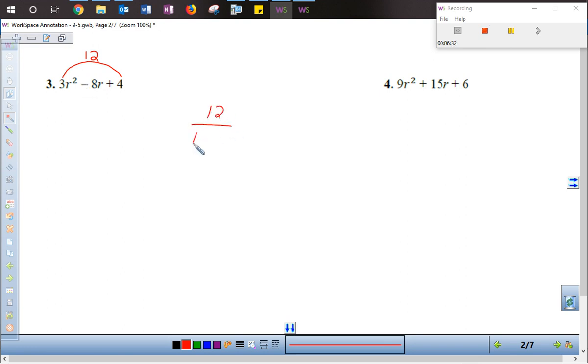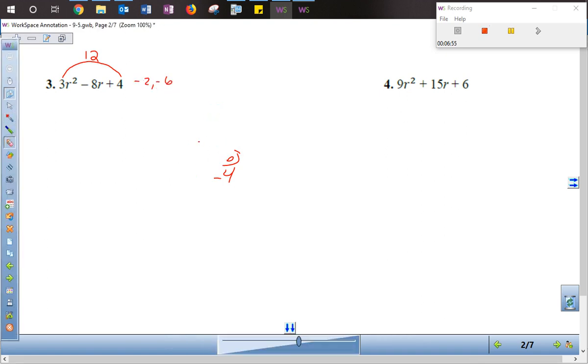Now the factors of 12 would be 1 and 12, 2 and 6, and 3 and 4. But since they have to add together to be a negative 8, I want the negative factors of 12. So that'd be negative 1 and negative 12, negative 2 and negative 6, negative 3 and negative 4. Now the ones that add together to be a negative 8 would be negative 2 and negative 6. Now when you write them down, guys, it's always a good idea to do a mental check. So negative 2 times negative 6 gives me a positive 12, and negative 2 plus negative 6 gives me a negative 8. Now I rewrite my expression.